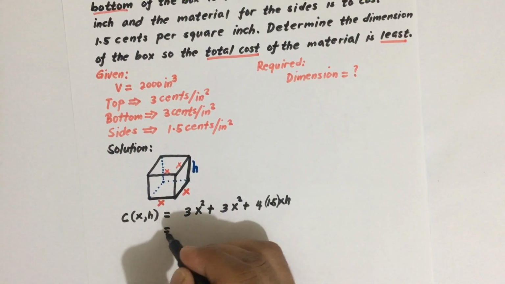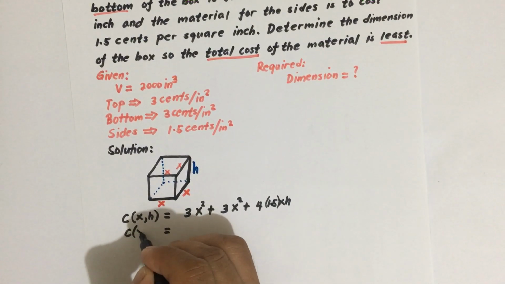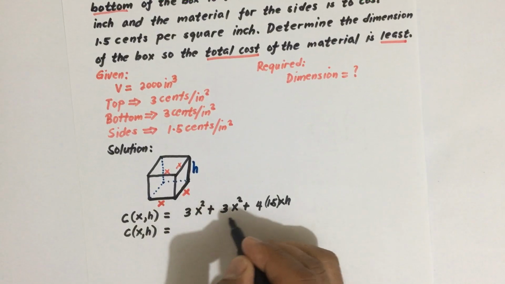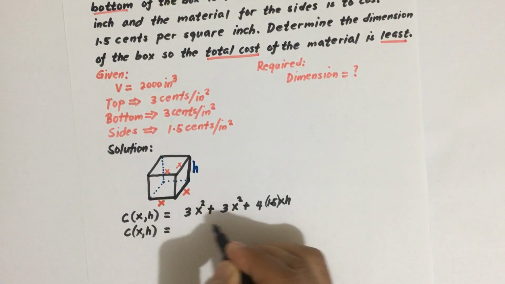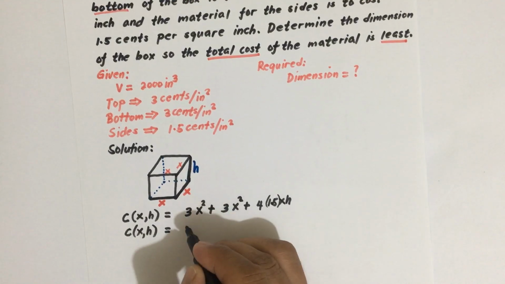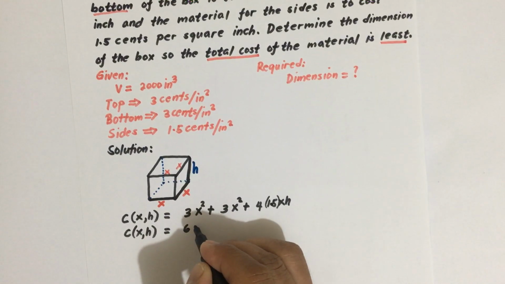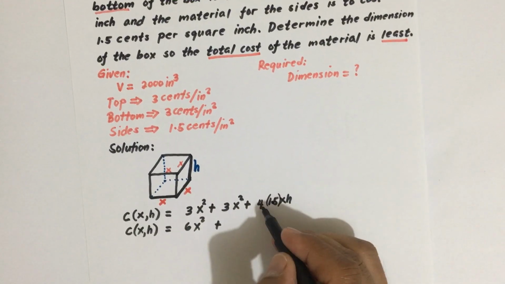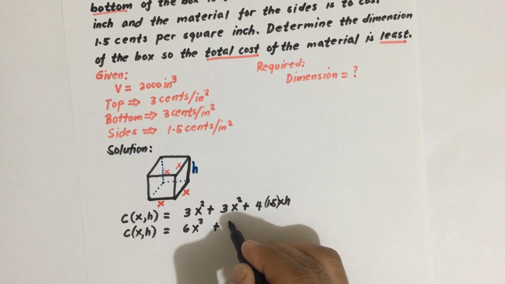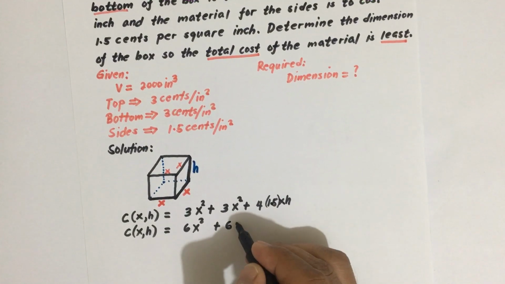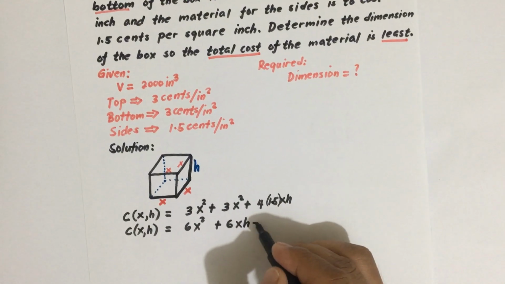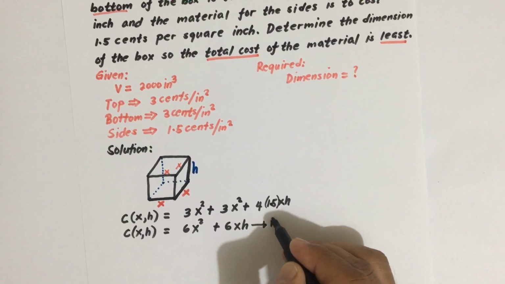So our cost function, a function of x and h, is equal to, you just combine similar terms. 3x squared plus 3x squared is 6x squared, then plus 4 times 1.5, which is 6, multiplied by x times h. We can call this equation 1.